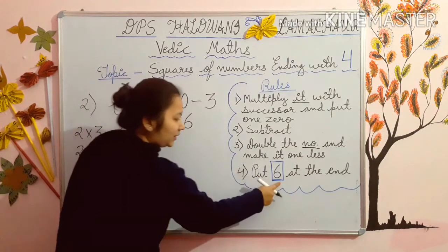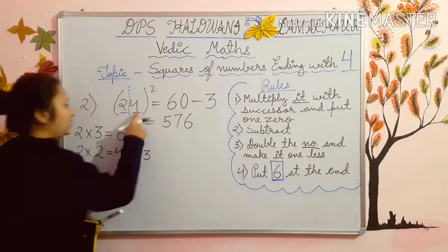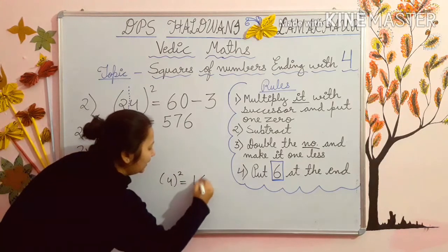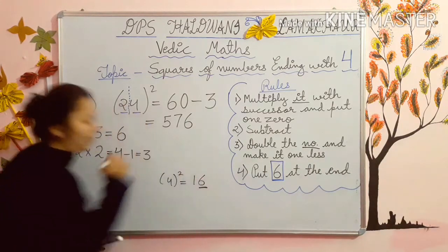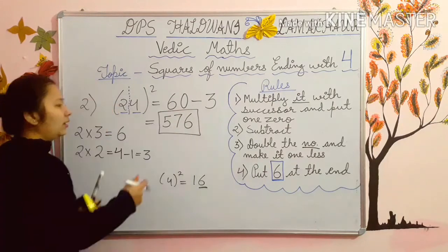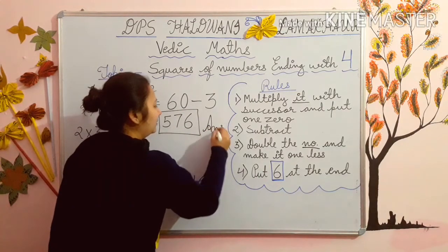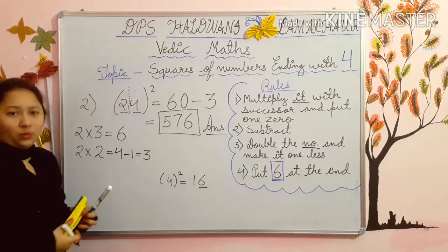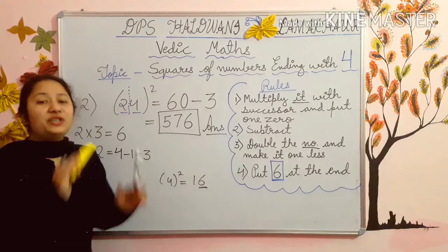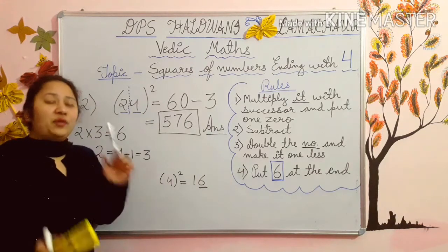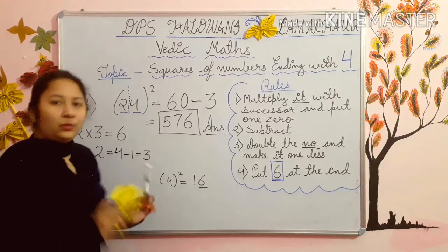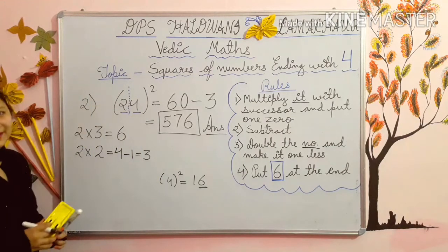Now why are we putting this 6? I have told you that the square of 4 is 16. So we are taking only this 6 from here, and we are putting this 6 here. Now this is your answer. I hope, students, you are getting this trick. It's very, very easy. It just needs practice. And if you practice it, you can do all the sums orally in your mind. No need to do these calculations here.